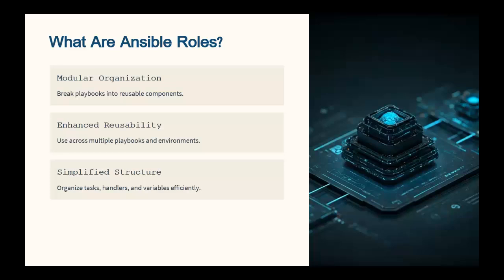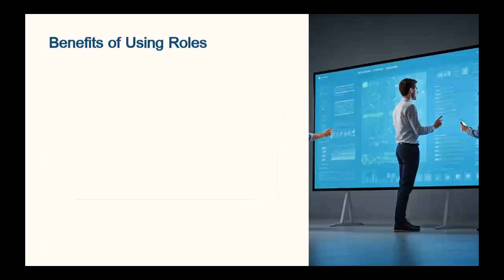Roles simplify the structure of your automation. They allow us to efficiently organize tasks, handlers, and variables, which makes the playbooks much cleaner. Finally, roles are perfect for managing complex applications, especially multi-tier ones. For example, roles make it easier to manage setups involving web servers, databases, and load balancers.